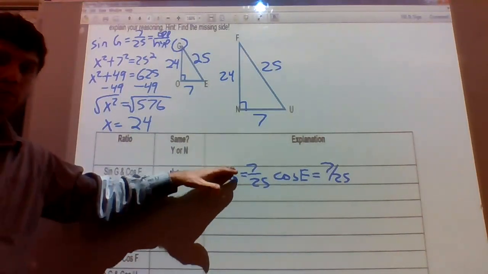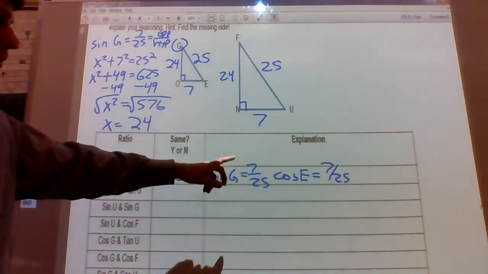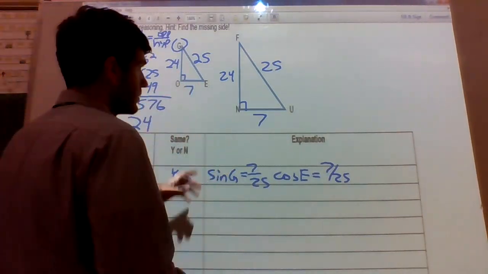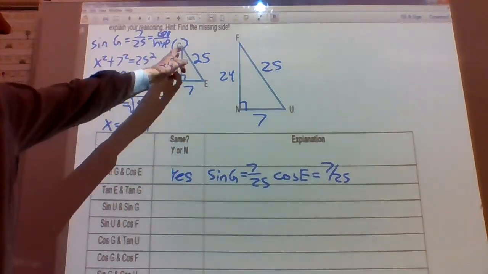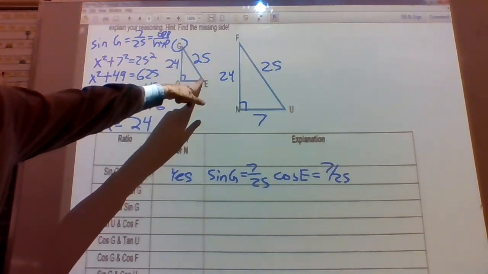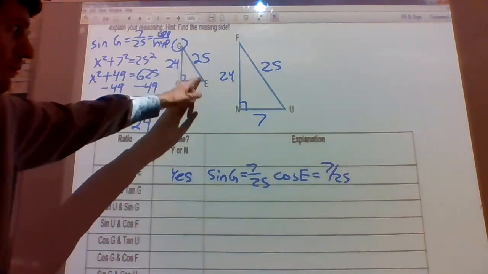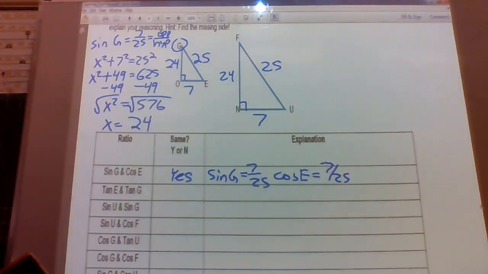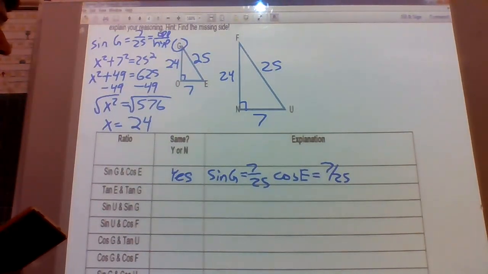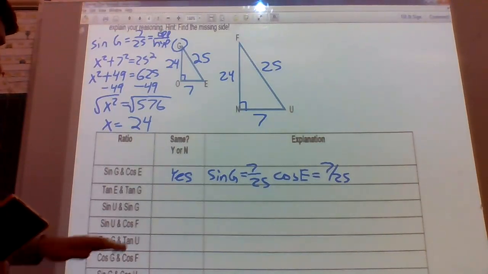We can see from the ratios being equal, we also know that the sine of one angle is going to equal the cosine of its complement. And these two angles are complementary angles because they add up to 90. So the sine of g equals the cosine of e.